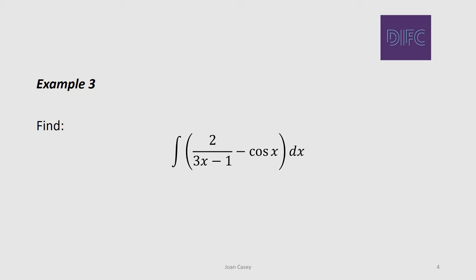So the third example in this one, again, is to find the integral of 2 over 3x minus 1 minus cosine x dx. And again, this problem we can do using the formula in the formula book. So the first part was the integral of 2 over 3x minus 1. And then it was minus cosine x dx. Again, this type of identity is in the formula book, 1 over ax plus b.